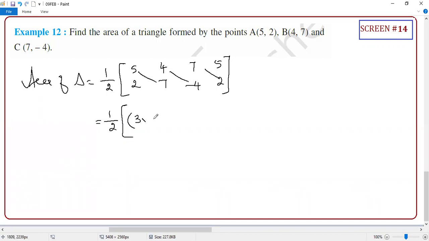Start. 35 minus 60 plus 14. Correct? Minus 8 plus 14, 40, minus 20. Correct? So 1 upon 2. What is the answer? Quickly. Simplification, students. Quickly. Sir, 7 and 49, yes, right, sir?